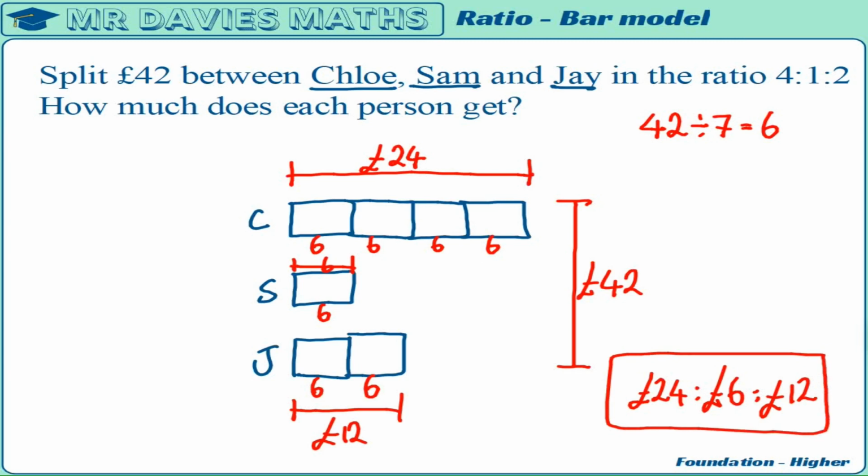Just to finish this one off, what would the fractions be? Well, there are 7 boxes in total, and Chloe had 4 of the 7 boxes. Sam had 1 of the 7 boxes, and Jay had 2 of the 7 boxes.